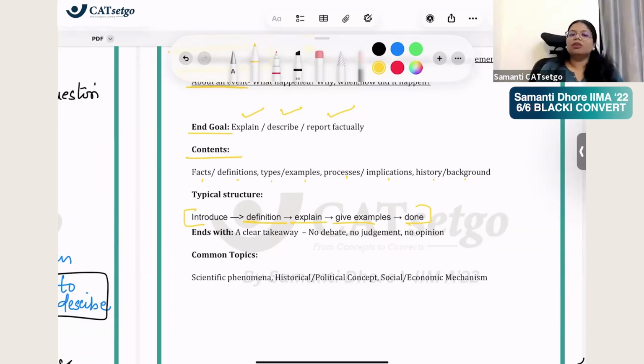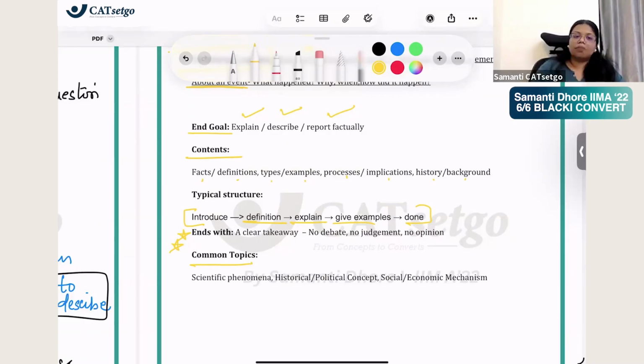Okay, so this is how the typical structure of the passages is. It always ends with, very important, it always ends with clear takeaway. There is no debate, there is no judgment, there is no opinion, there is no open-ended thing for you to think about. Jaise Christopher Nolan ki movies hoti hai na, wherein there is no end. You just think what has happened. No, there's a clear takeaway. This is what it is. This is what happened. That's all. No open-ended things. Okay. Common topics where you find it is scientific phenomena, historical, political concepts, social, economic mechanisms, where author wants to tell you about any of these.